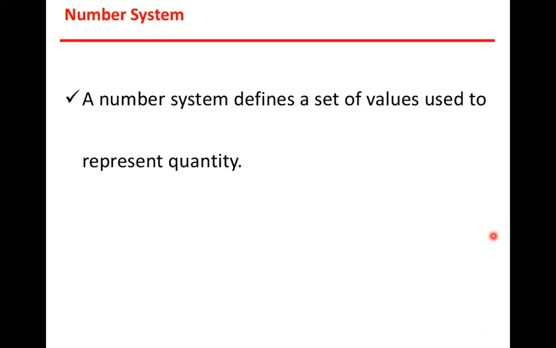This was all about the differences between analog and digital, why we should switch over to digital, and the pros and cons of analog as well as digital. Now we will study the number system. Basically, what is a number system? A number system defines a set of values used to represent a quantity. To address a particular quantity, we should define it with a set of values.